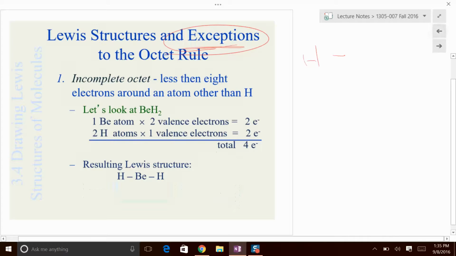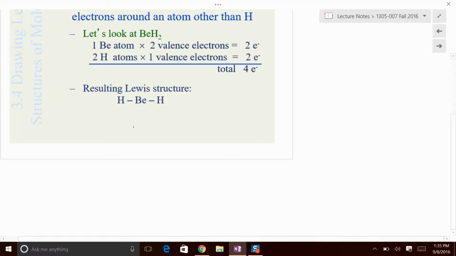Wait. Okay, it's not going to tell me about the other one? Fine. All right, the other one is boron.